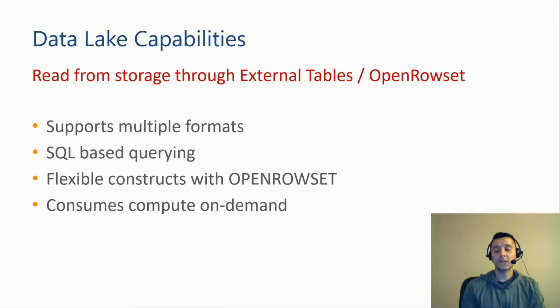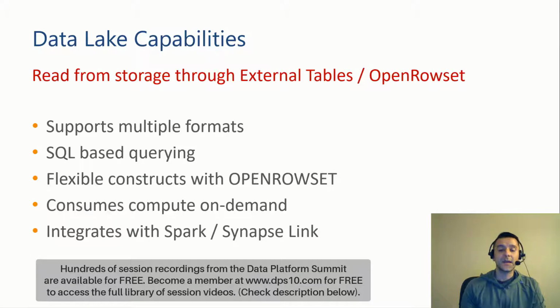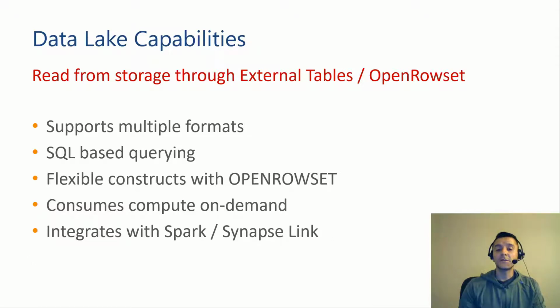So if you're looking to provide a lot of flexibility into flat storage exploration, then the serverless pool is a really good option for that data lake use case. And last, it has good integration with Spark, because there's an integrated Spark catalog built into the serverless pool, and it's also integrated with Synapse Link. If you're not familiar with Synapse Link, it's a real-time ETL from Cosmos DB. Right now it's enabled, so all the changes that you do in Cosmos DB are immediately available in Synapse for analytical querying, and that can be done through serverless too.